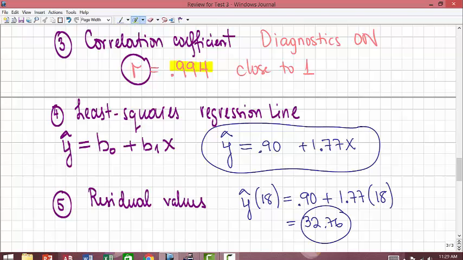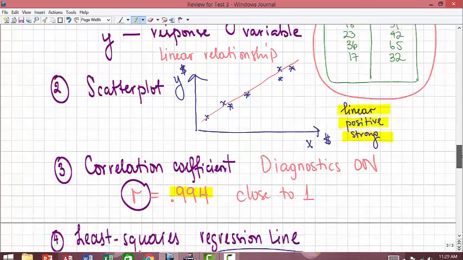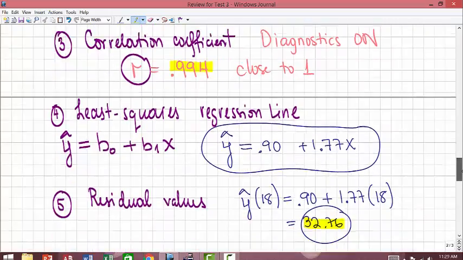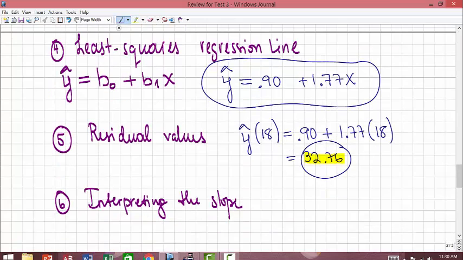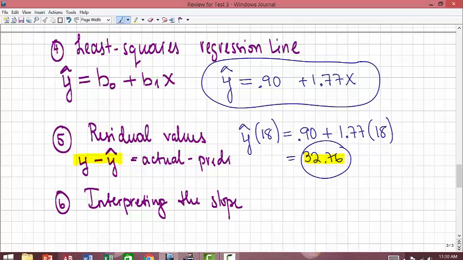This is the value that your model predicted for x when x is equal to 18. Okay, so that's the predicted value. What is the residual? The residual is y minus y hat, meaning what? The actual value from the table minus the predicted. Okay, the actual minus predicted. And the most common mistake that I see, students using x values for some reason instead of y.